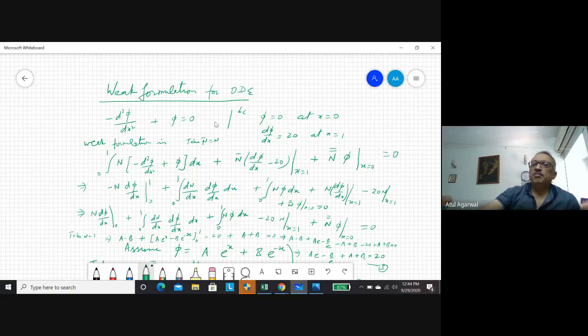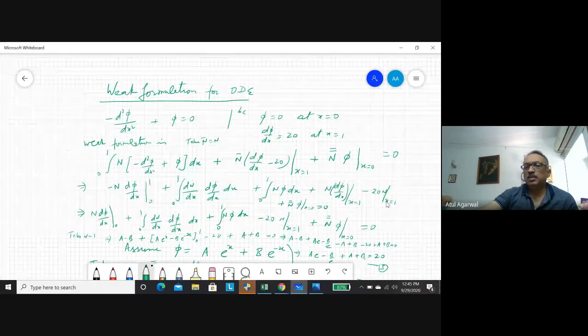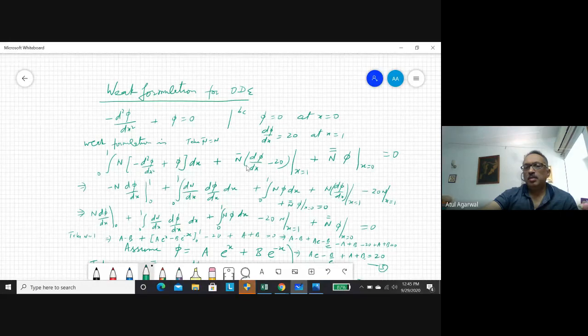So for each of them, we are having a different weighting function. We do integration by parts of this term. It gives you these two terms. This comes as such, plus these terms are there. This term is there. So everything else is the same. Here it should have been n bar in both these places.